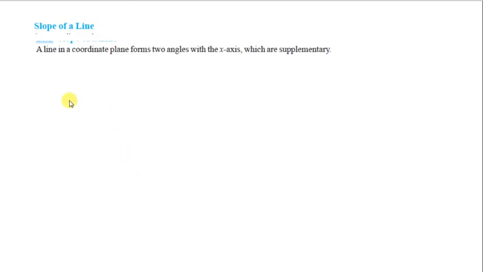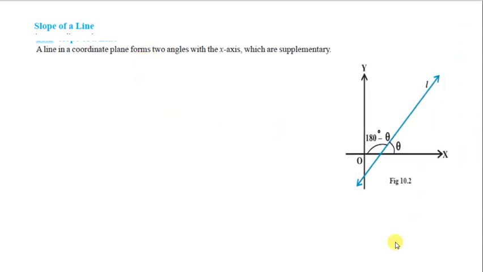Now we start how to find the slope of a line and what is the slope of a line. When you draw a line in a coordinate plane, then the line forms two angles with the x-axis. If suppose this is theta, then this becomes 180 minus theta. The two angles, they form a linear pair, means they are supplementary.